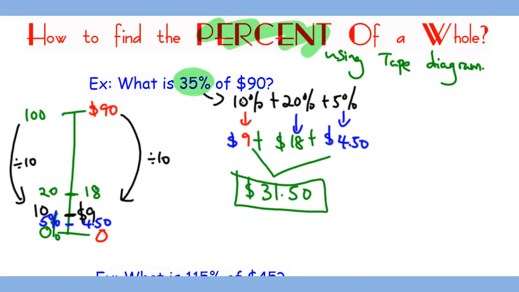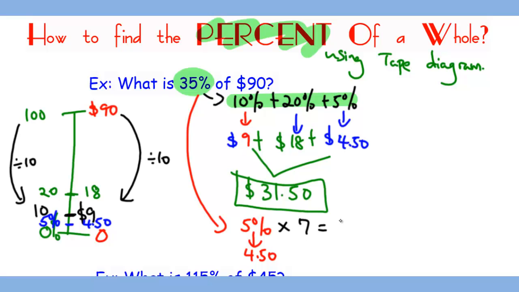Besides what I show you with the breakdown, you can always do it in another way you want, such as breaking into 5%, which will give you $4.50. Since you can multiply this by 7 to get 35%, you will take the $4.50 and times it by 7 as well, and it will give you $31.50.